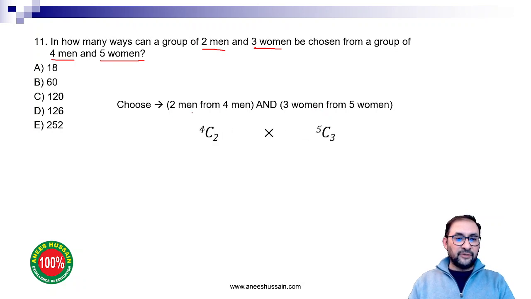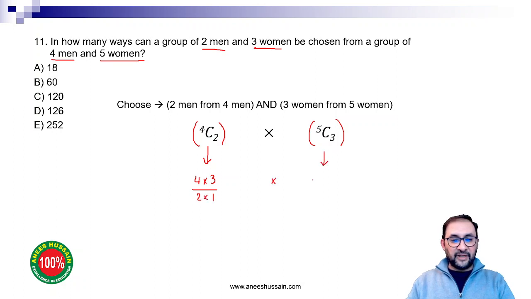For the 2 men to be chosen from 4, it's going to be 4C2. And for the 3 women to be chosen from 5, it's going to be 5C3. So 4C2 is equal to 4 times 3 divided by 2 times 1. And 5C3 would be 5 times 4 times 3 divided by 3 times 2 times 1. So this will cancel out and give us 12 upon 2, which is 6. And this will cancel out and give you 10. So 6 times 10 gives you 60. So the answer should be option B, which is 60. I hope this is clear to all of you.